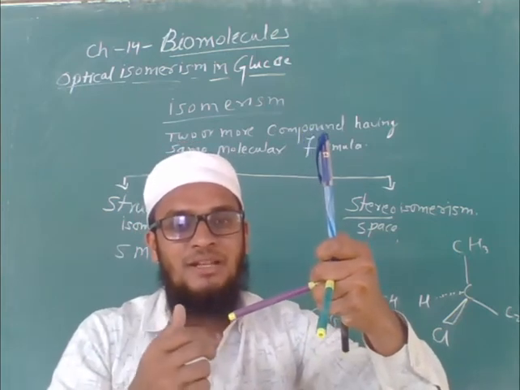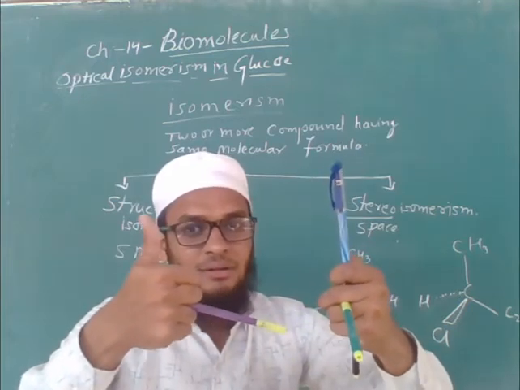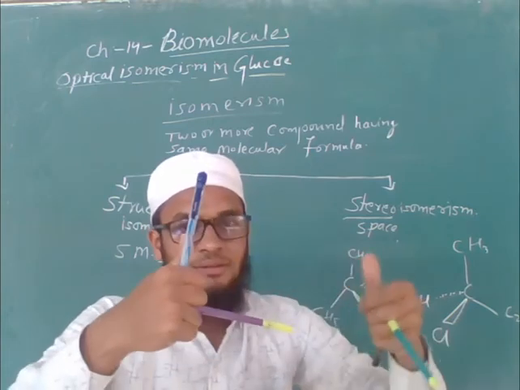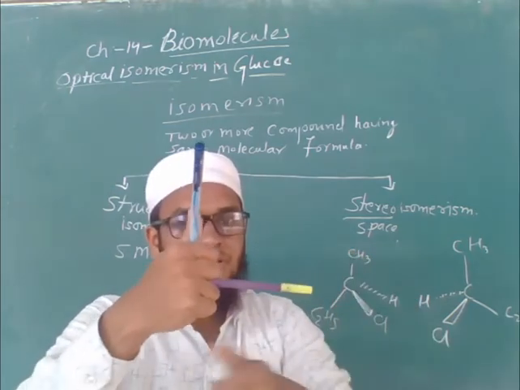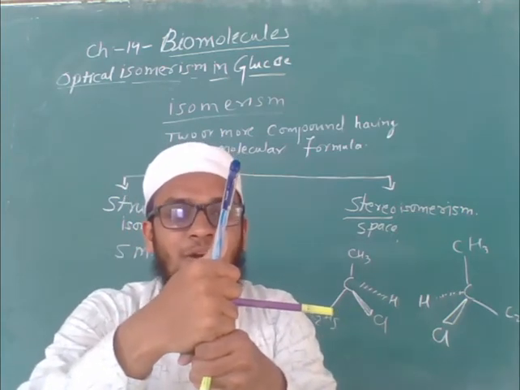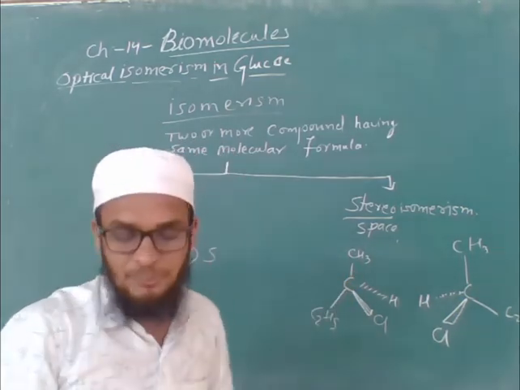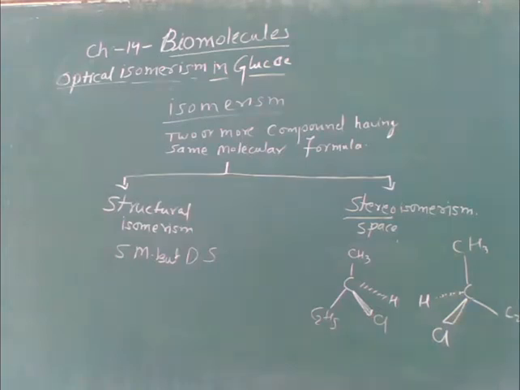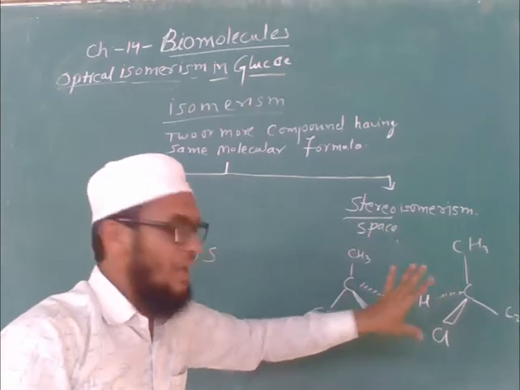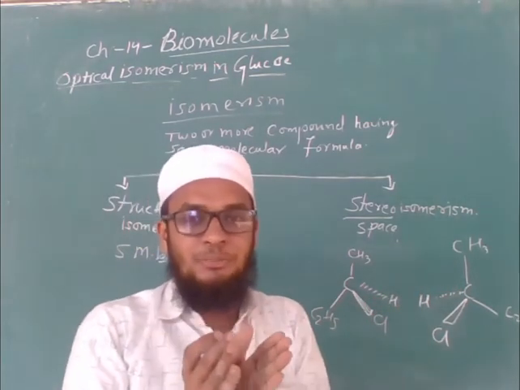What will be its mirror image? Its mirror image will be like this. This will come here, this pen will be here, and these two will remain here. So this is a different arrangement of atoms in space. This phenomenon is called stereoisomerism. The arrangement of atoms around this carbon is different in space. This chlorine and this hydrogen have a different arrangement in space.